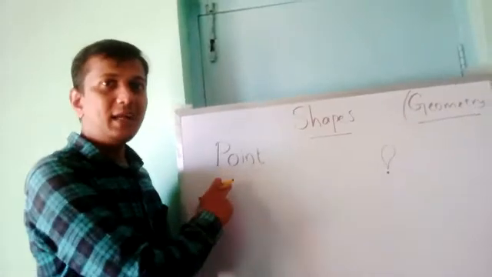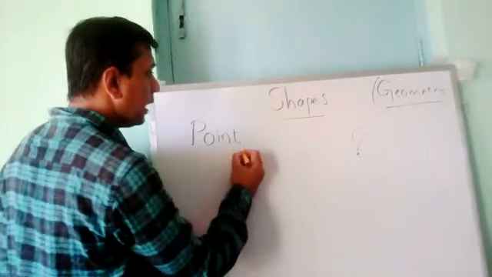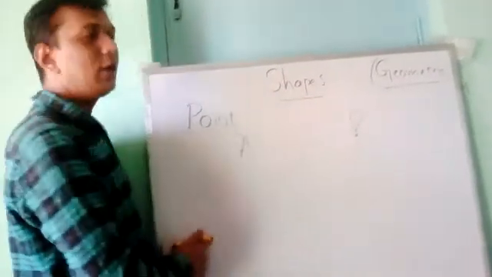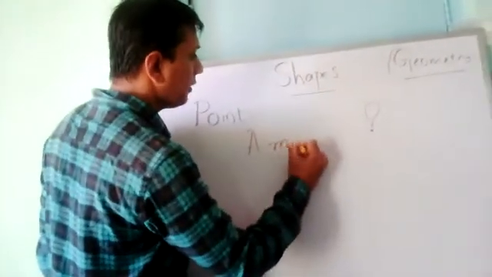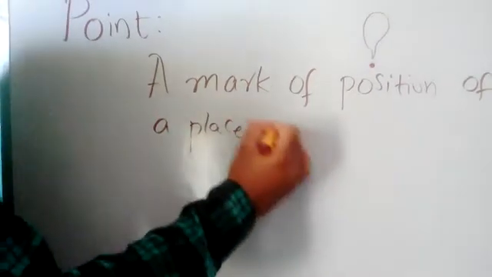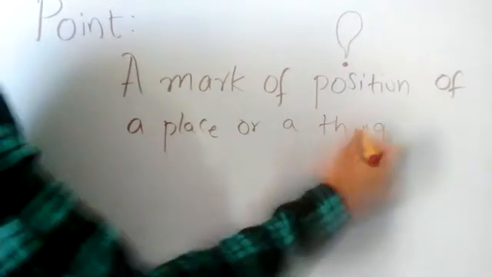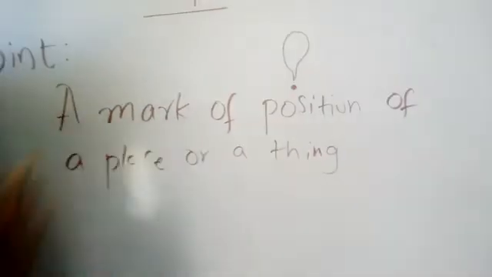Similarly, the point definition in our geometry concept, that is the shapes concept, indicates the location of a particular place or thing. It is a mark of position of a place or a thing. This is the point: a mark of position of a place or a thing.